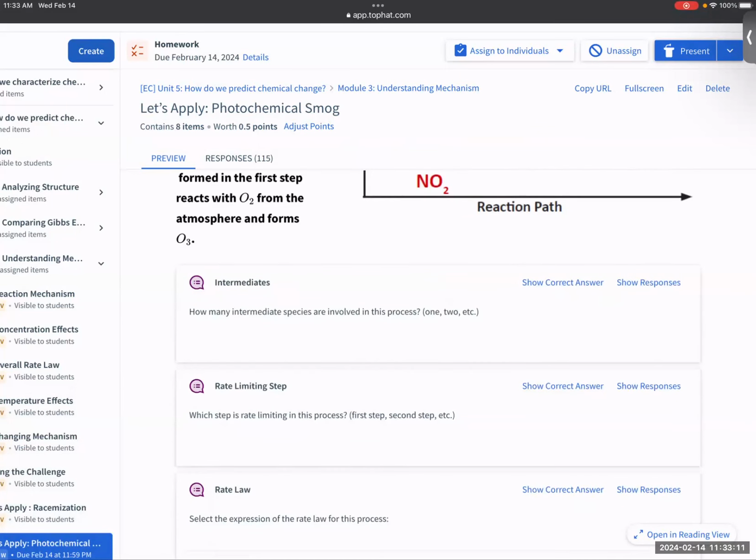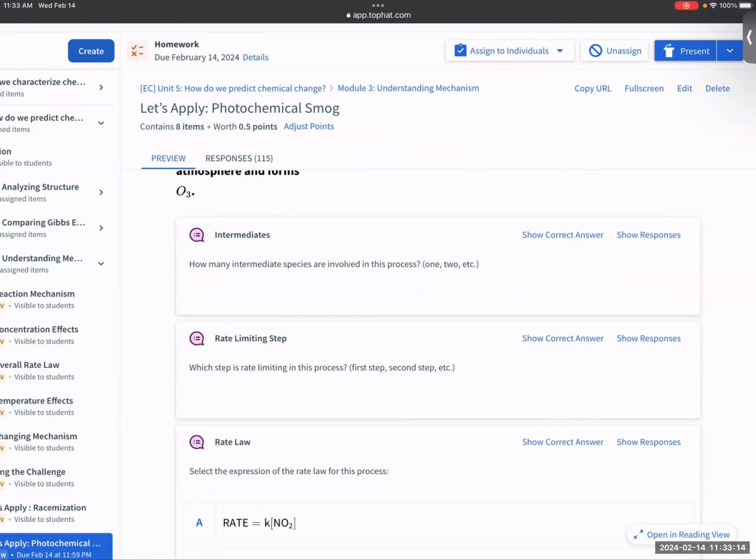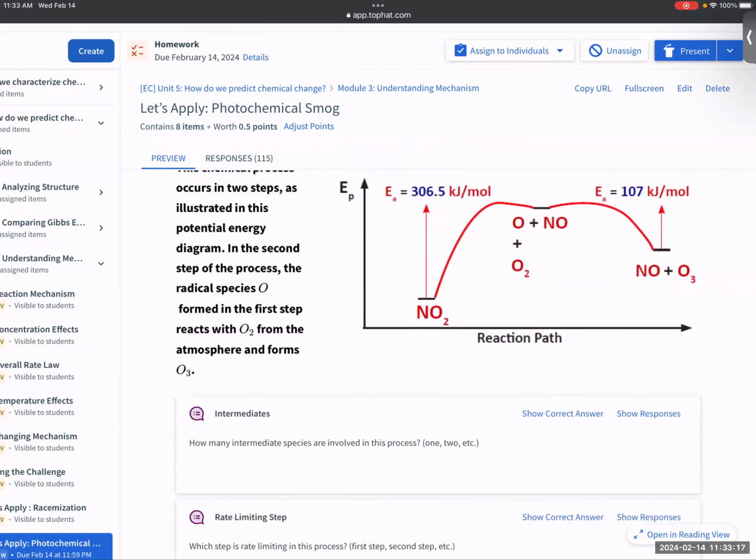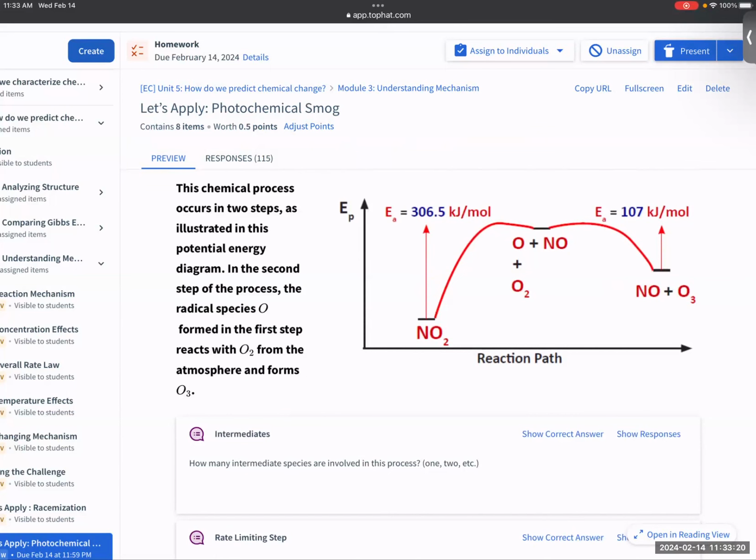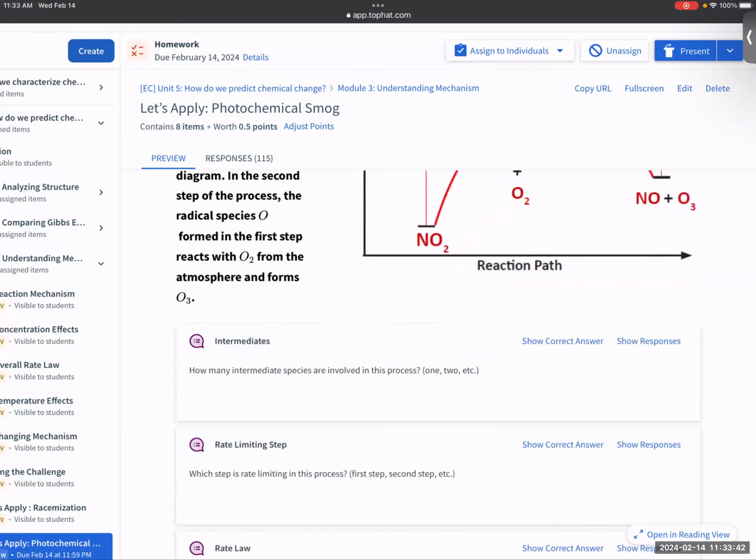Anyway, the rate limiting step is determined by the step which has the highest activation energy, or the slowest step. In this mechanism, we have 2 steps. The first step has an activation energy of 306. I am not annotating here because I'm not using a screenshot. But the second step's activation energy is only 107. As a result, we know that the first step has to be the rate limiting step. Which step is the rate limiting step in this process? It should be the first step, so you're going to write first step as the answer.